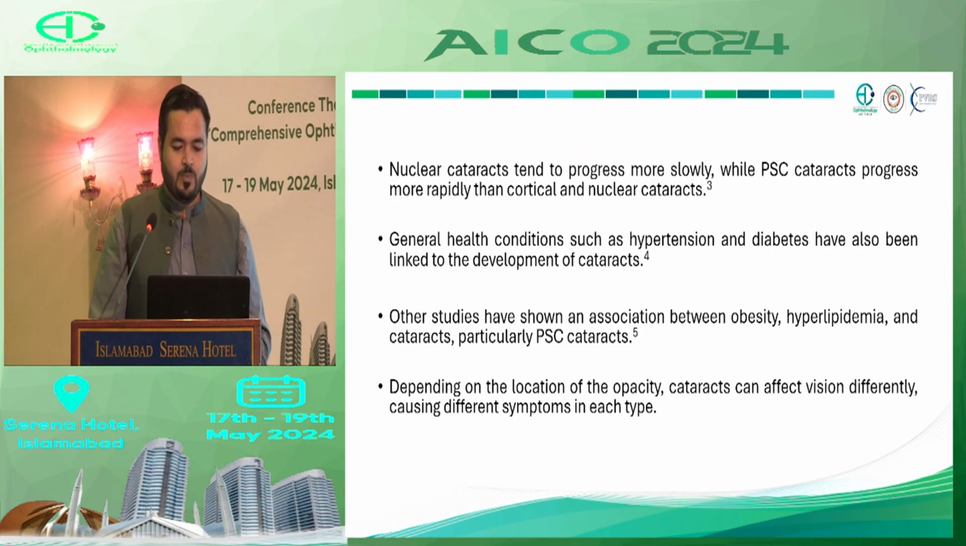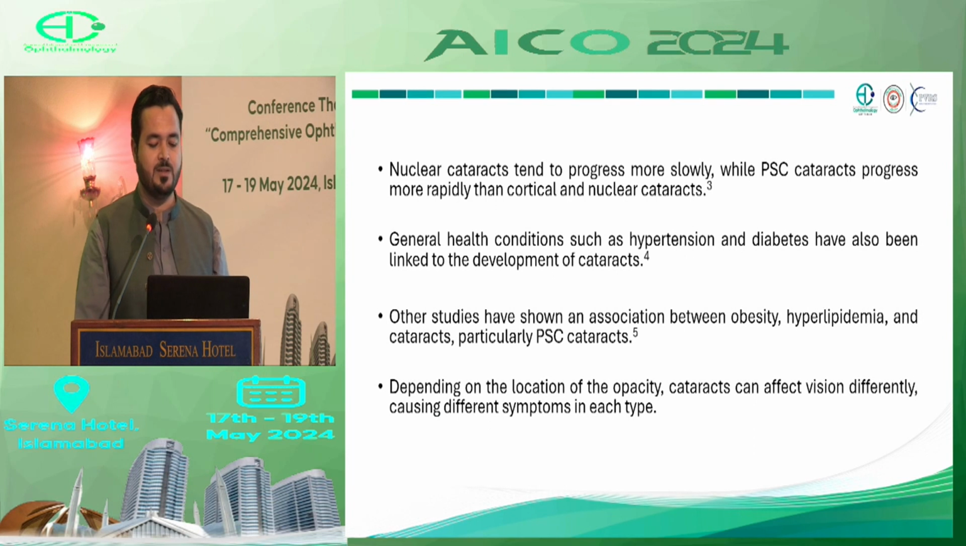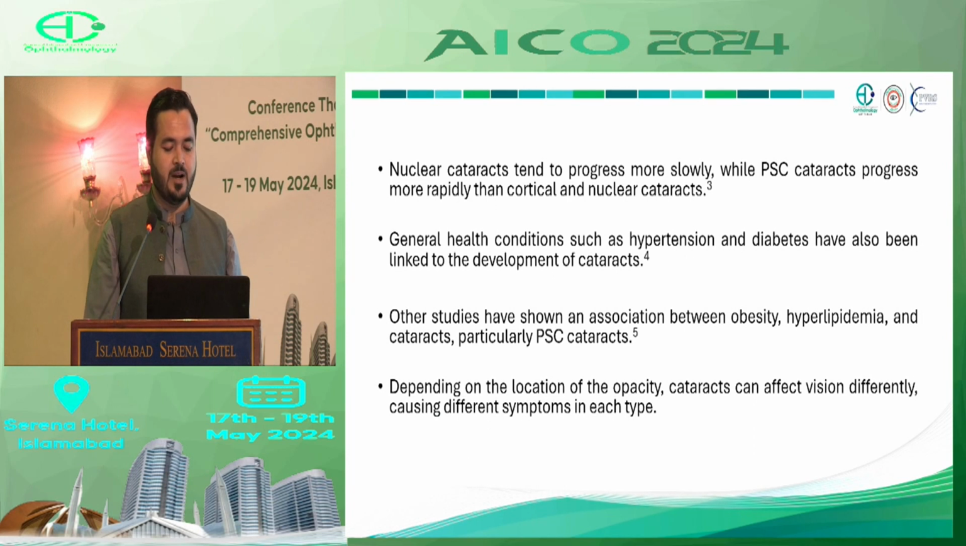Nuclear cataracts tend to progress more slowly, while posterior subcapsular cataracts progress more rapidly than cortical and nuclear cataracts. General health conditions such as hypertension and diabetes have also been linked to the development of cataracts. Other studies have shown an association between obesity, hyperlipidemia, and cataracts, particularly posterior subcapsular cataracts. Depending on the location of the opacity, cataracts can affect vision differently, causing different symptoms in each type.